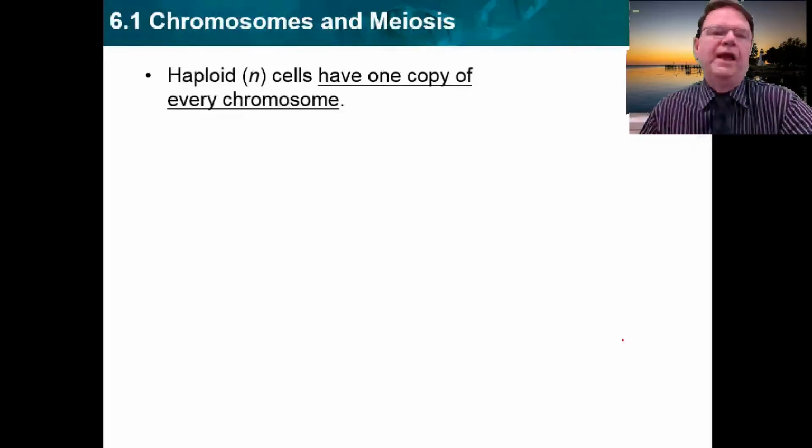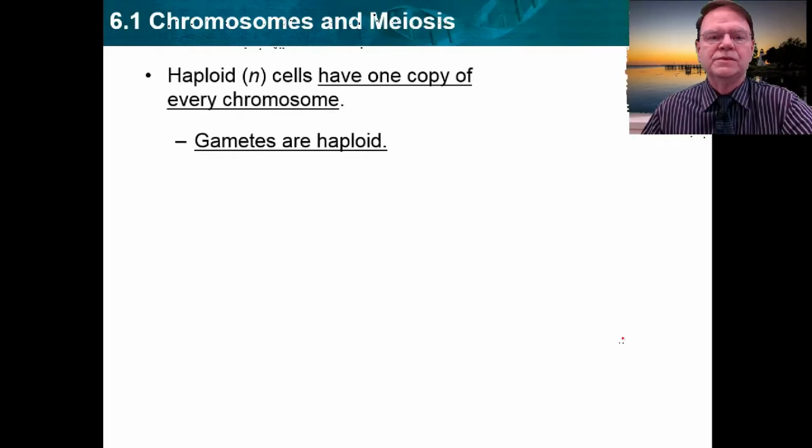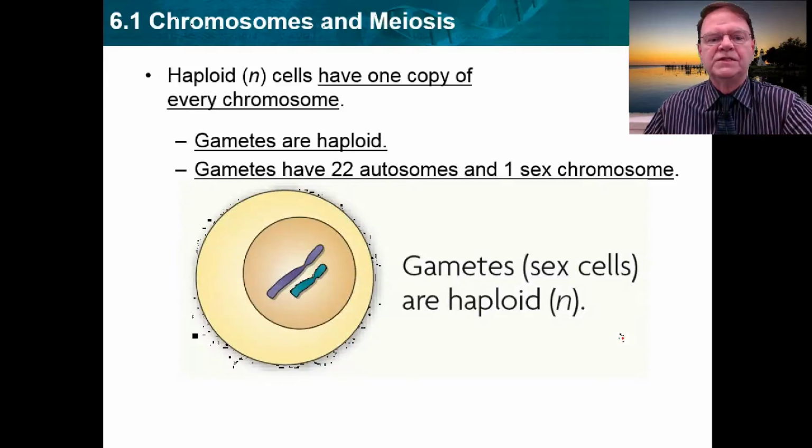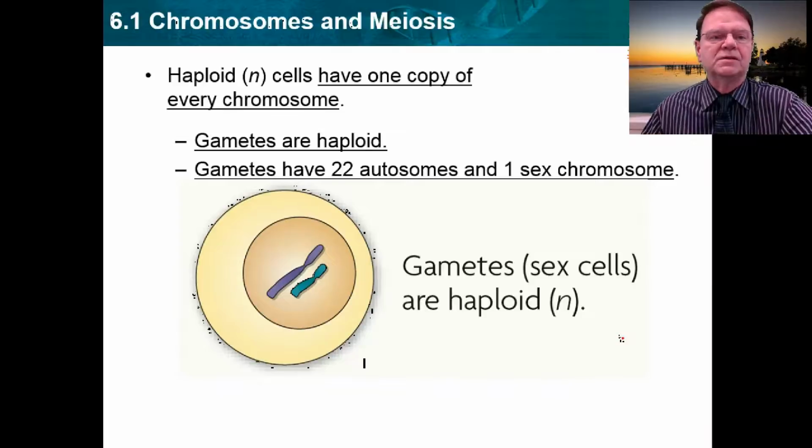Now, haploid cells, on the other hand, have 1 copy of every chromosome. And this is true of all gametes. So they're going to have 22 autosomes, not pairs, but 22 chromosomes, and only one sex chromosome. Again, these are each contributed by each parent in a couple. You'll notice the difference here. These sex cells are haploid. They have half the genetic information that we find in somatic cells.